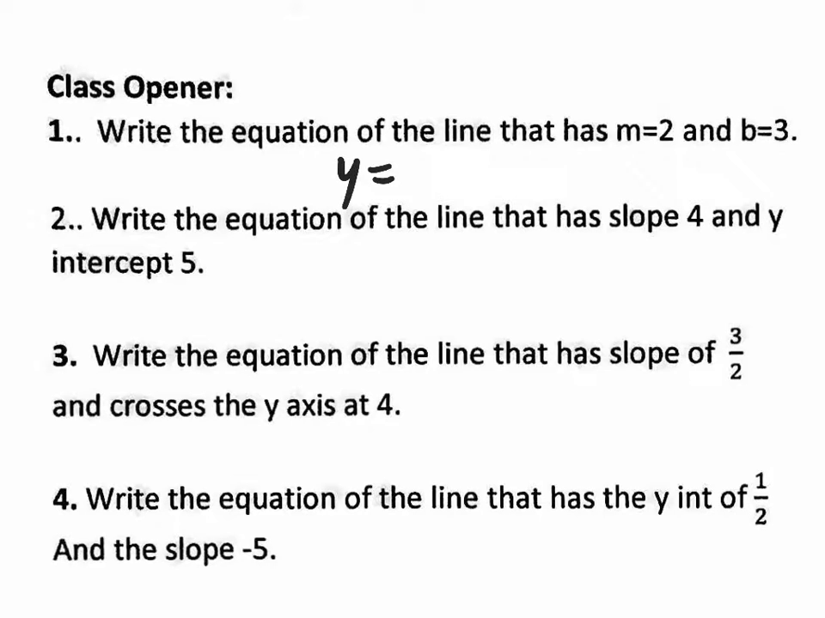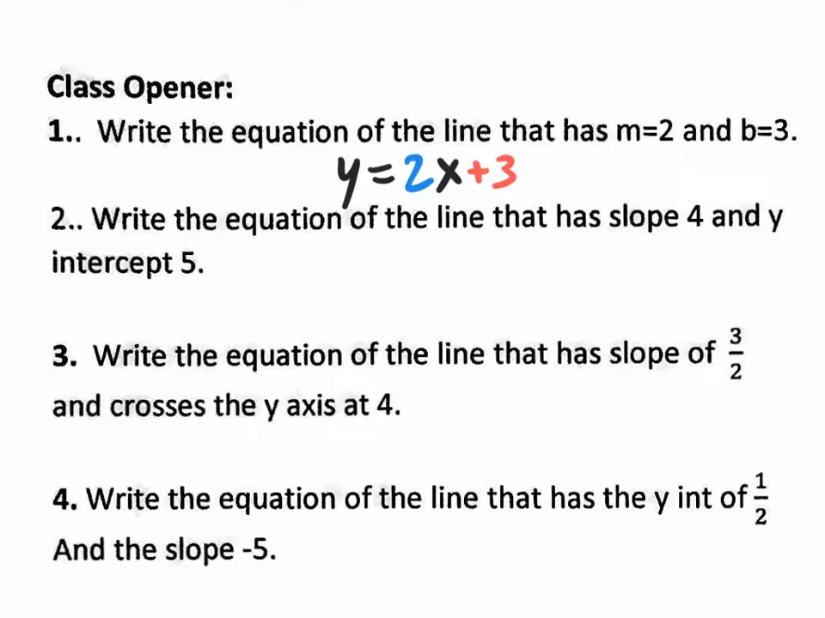Slope-intercept form, y equals mx plus b. What is m? M is 2. Of course, the slope always goes with x, and the plus 3 is the b value. So that's why we put plus 3 at the very end. There's your equation. We're done.